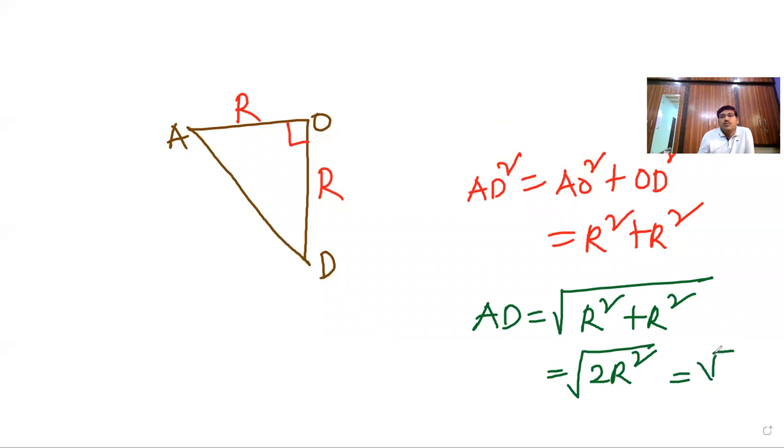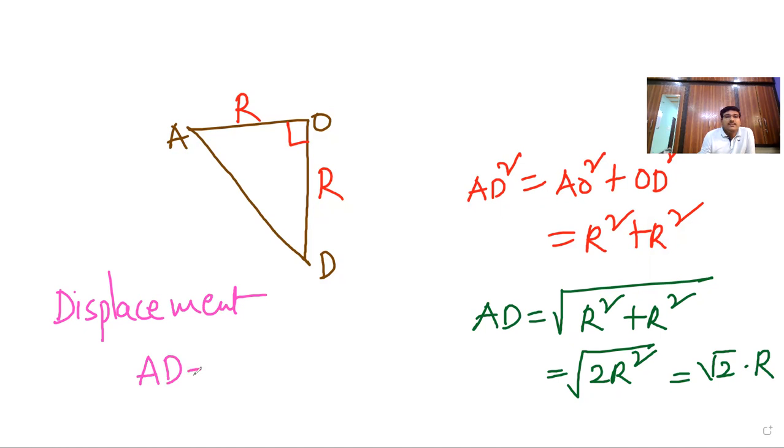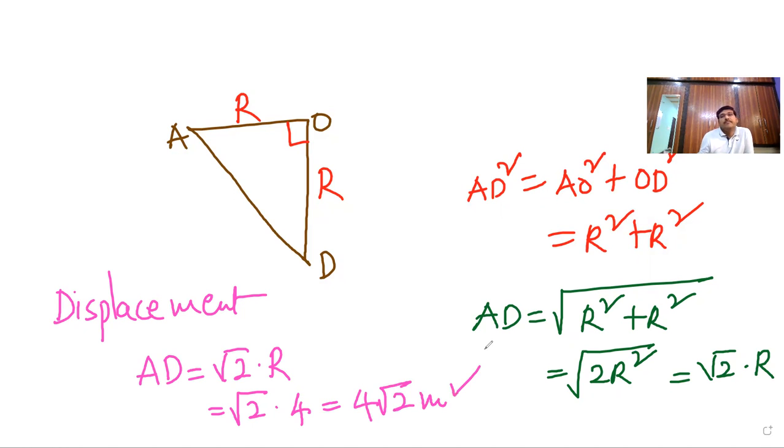So it is root 2 into R, with R out of the root. R square root is R. Root 2R. So displacement here I am highlighting. Displacement AD is equal to root 2 R. R is how much? Radius is 4 meters. So 4 root 2 meters. This is the answer. Okay. Hope you have understood carefully.